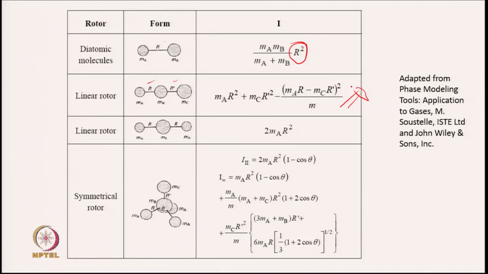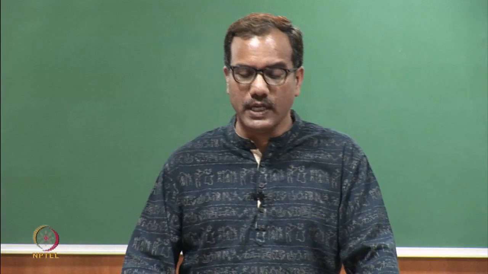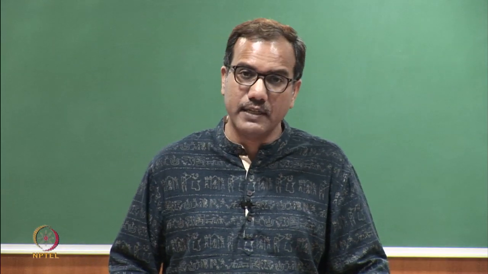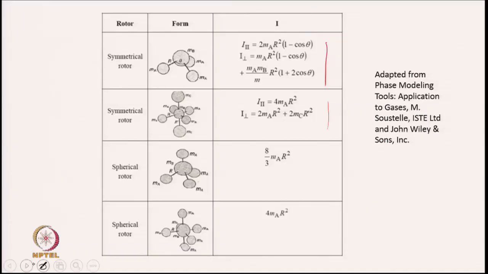Similarly, for symmetric rotor of this type, you can see that it is a function of r and theta, and similarly you can have different kinds of rotors, and for different kinds of rotors moment of inertia will be different, and these are the equations which are given here. Again you see I perpendicular and I parallel can be given. So, if there is more than one variable on which moment of inertia depends, then what will you do?